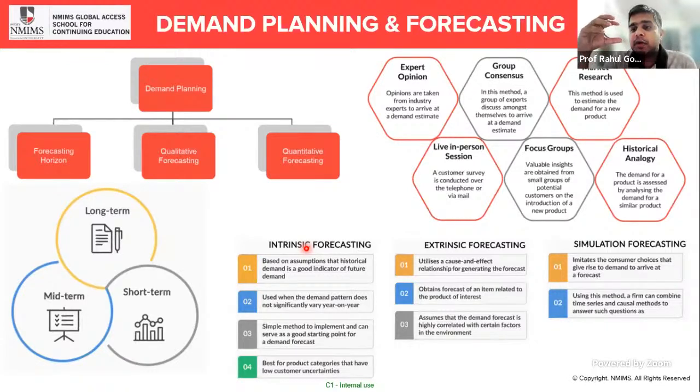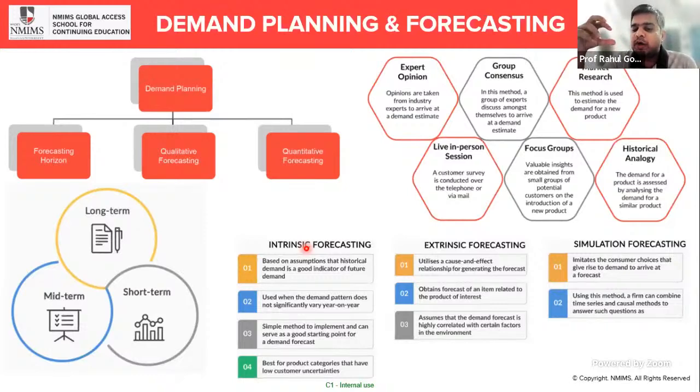When you assess that your product forecast is dependent on some external variables, these could be linked to competitor activities. They could be linked to macroeconomic indicators, like policies and regulations coming from the government, or currency exchanges. Some could be linked to the environment, to weather, and all of that. So if there is a cause and effect relationship between the forecast of your product and these external variables, then you can use causal forecasting, which we are going to cover anyway. This is also called extrinsic forecasting.